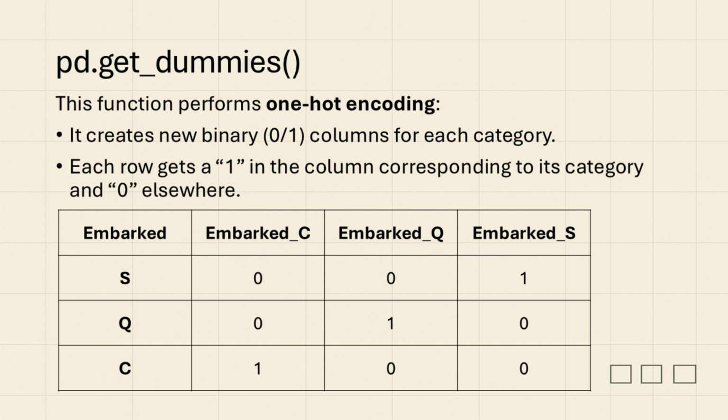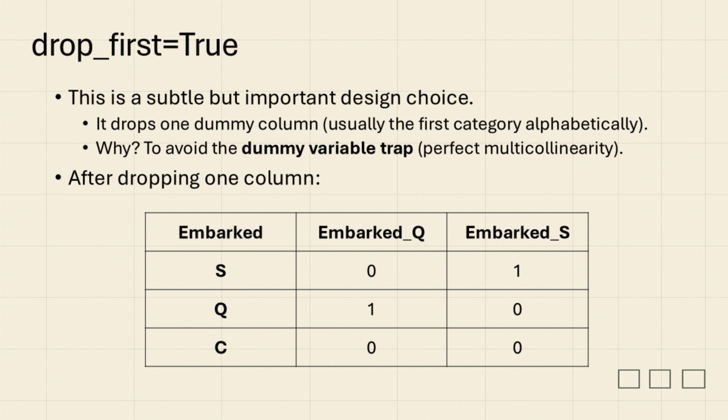Columns equal to Embarked. This specifies that only the Embarked column should be converted. Other columns remain unchanged. Drop_first equal to True. This is a subtle but important design choice. It drops one dummy column, usually the first category alphabetically. With two columns only we can decide what the categories are. 0, 1 means S, 1, 0 means Q, and 0, 0 means C.